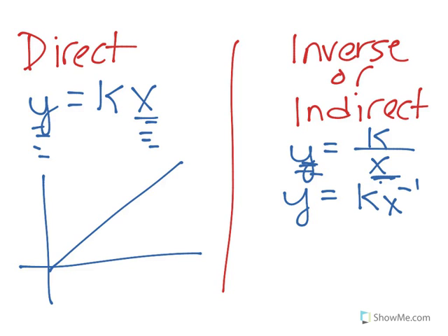It can be either equation. Inverse or indirect are going to have an asymptote in the first quadrant. It'll be nice and smooth and even. Let me move over here.